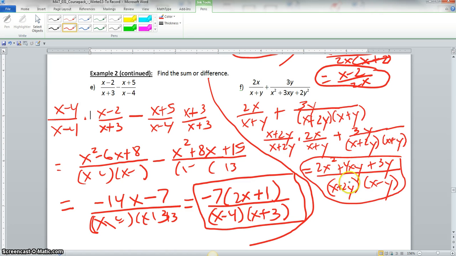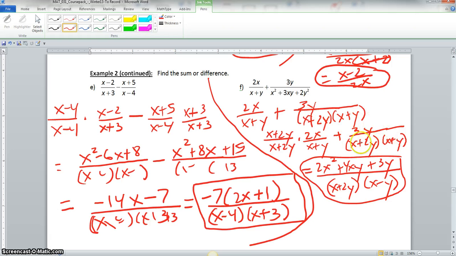Okay, class, I took the liberty of filling this out. Okay, we had 2x over x plus y. We had 3y here. Now this x squared plus 3xy plus 2y squared, it factors to be x plus 2y and x plus y. Now if you notice here, this fraction in the denominator does not have the x plus 2y. So we'll multiply the numerator and denominator by x plus 2y. And then this fraction here, it has the x plus y, so we don't need to do anything with it but bring it down.